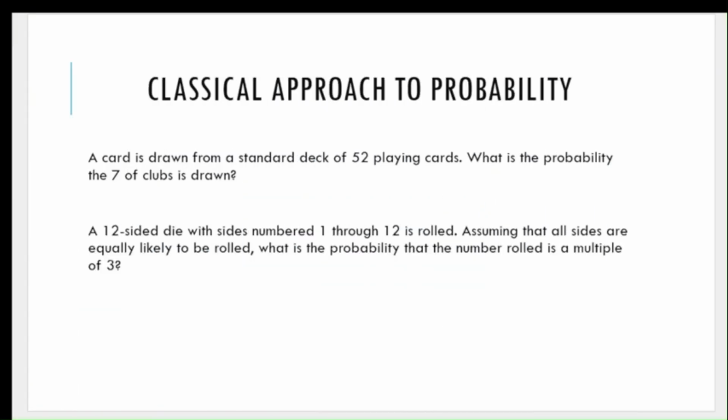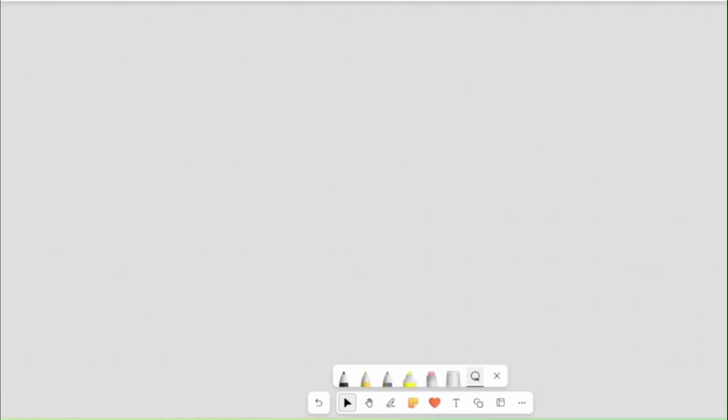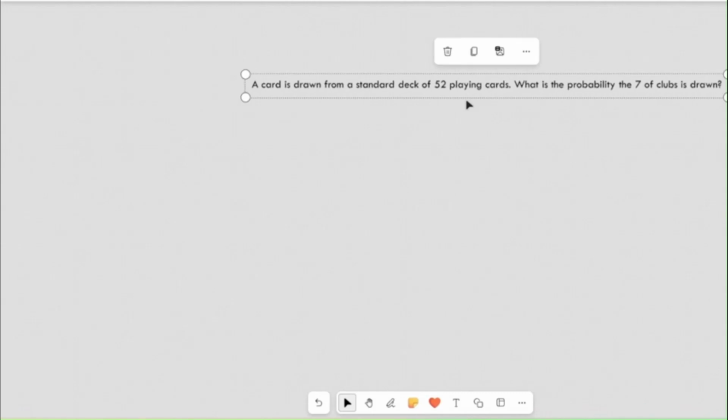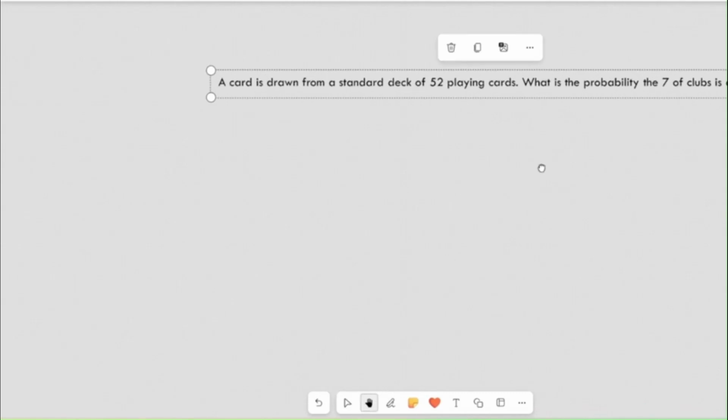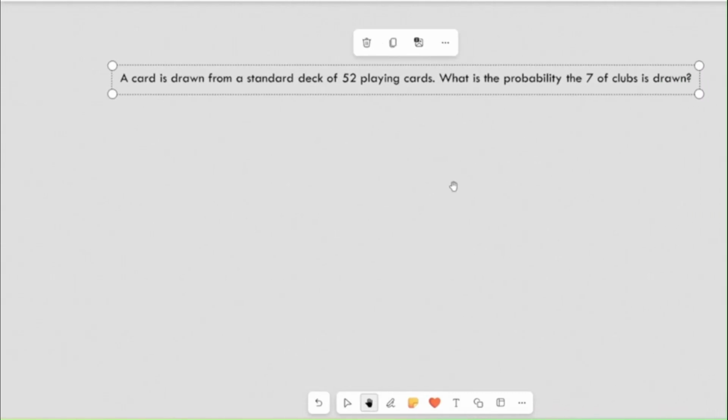In considering our first example, it states, a card is drawn from a standard deck of 52 playing cards, and it simply wants to know, what is the probability the 7 of clubs is drawn? Okay, let's see if we can nail this down. Let's get our problem statement down and our expression down for reference. Let me quickly readjust this here.